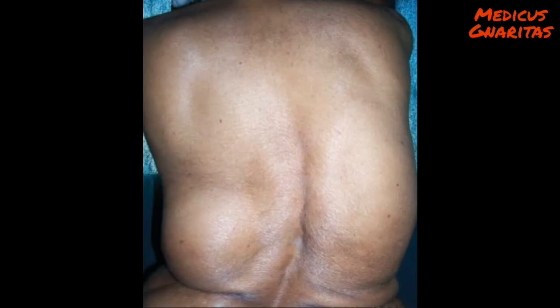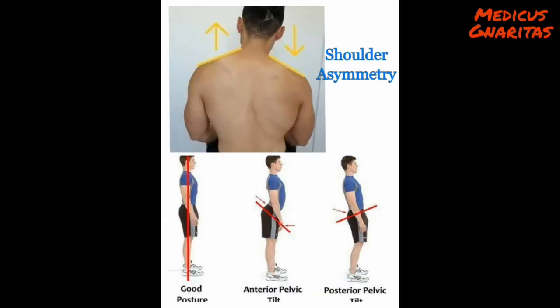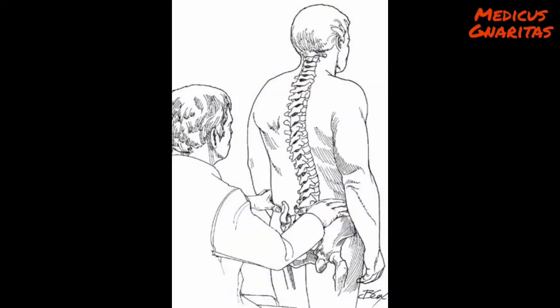Inspection. Examination of any localized spine disorder requires inspection of the entire spine, and the patient should therefore undress himself. Look for any obvious swellings or surgical scars. Assess for deformities like scoliosis, loss of lumbar lordosis, hyperlordosis of lumbar spine, and also look for shoulder asymmetry and pelvic tilt. Observe the patient walking to assess for any abnormalities in gait.